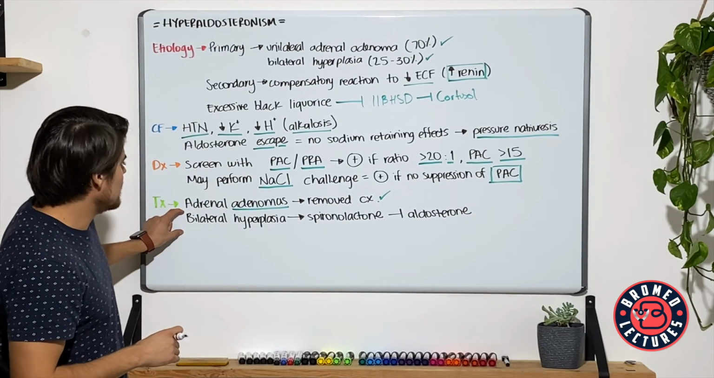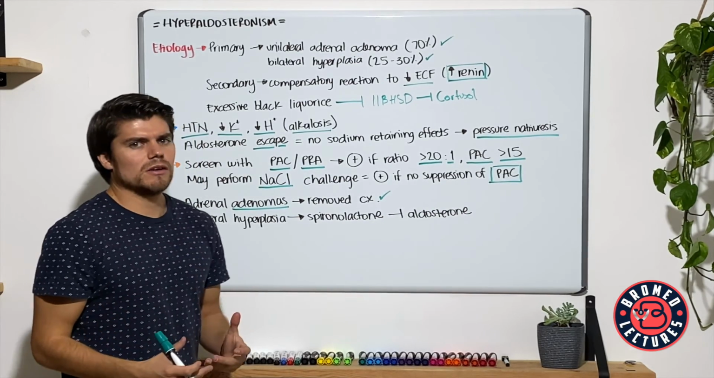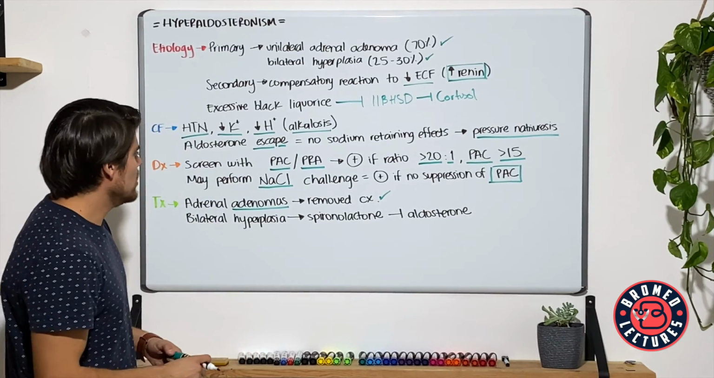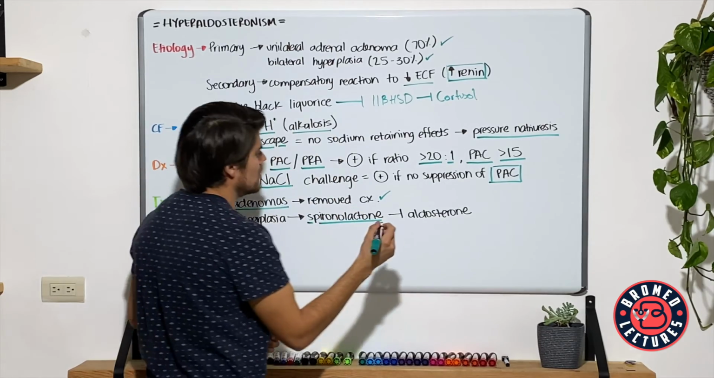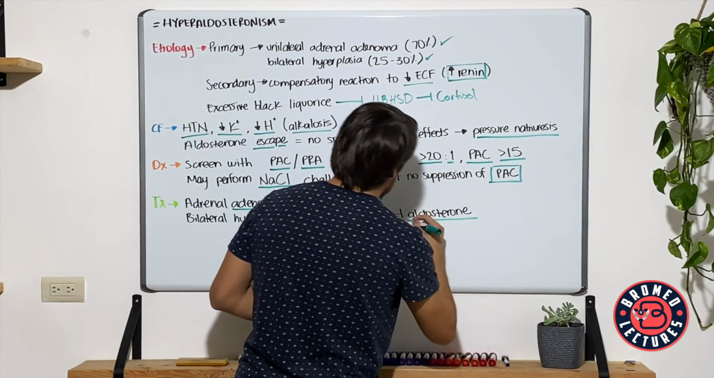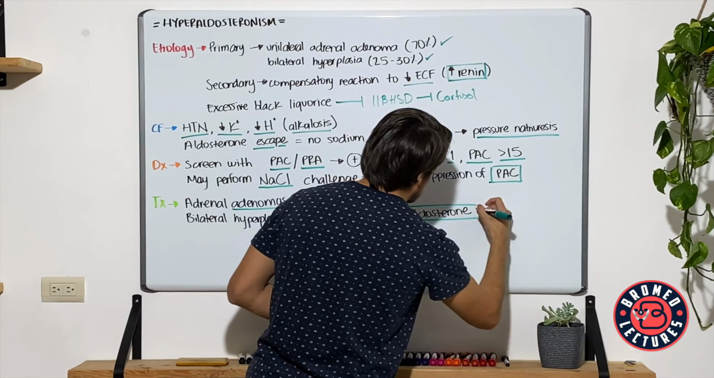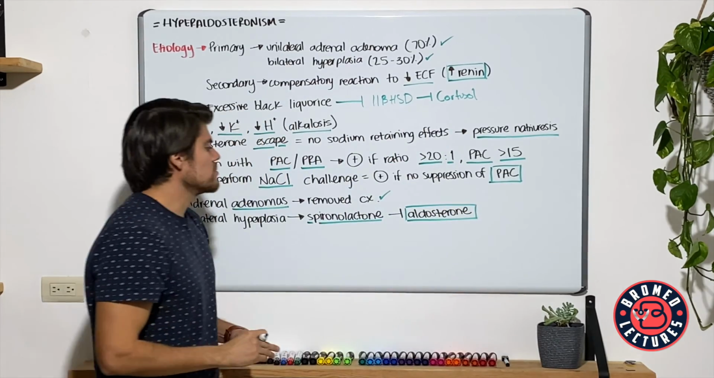But if you have bilateral hyperplasia, or if the patient is not suitable for surgery, what you do is you add spironolactone. Remember that this medication blocks aldosterone effects, and so you are providing your patient with medical management in this way.